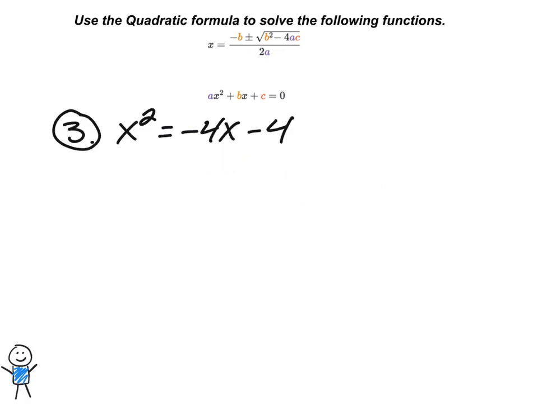Example 3 is not in standard form at the moment, so I'm going to go ahead and do some rearranging. I'm going to cancel this negative 4x from the right side by adding 4x.